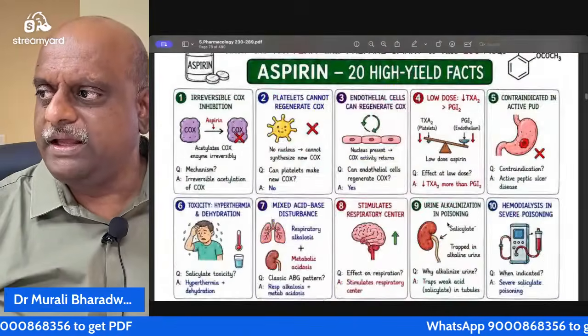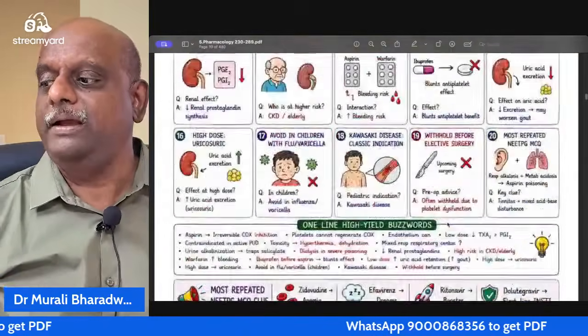So these are some of the things about aspirin you need to be very sure about.